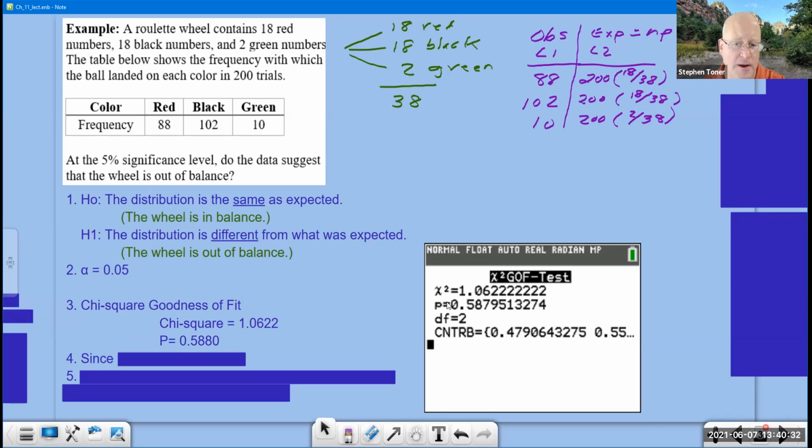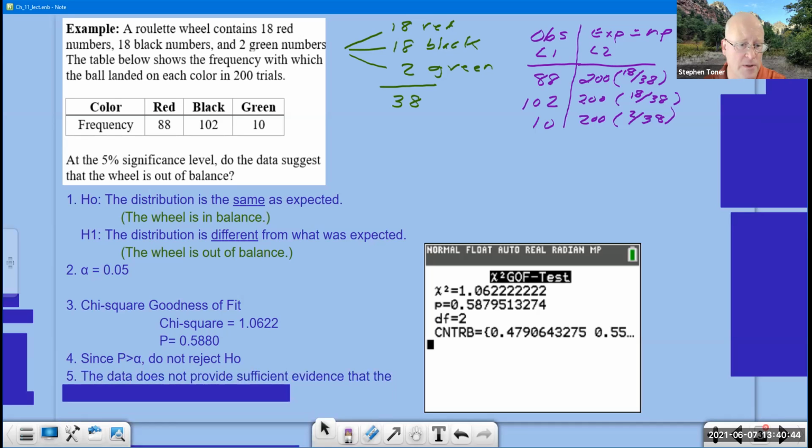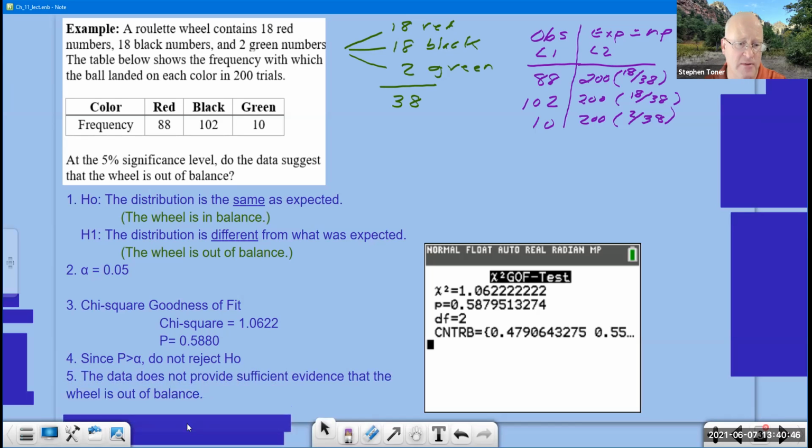Now it turns out that it really wasn't that far off because our p-value is 0.58, and that says, because that's greater than alpha, do not reject H0, and therefore the data does not provide sufficient evidence that the wheel is out of balance. Now this one's a little bit different. I usually don't test on a question like this where you have to come up with the probabilities on your own. We usually like it better when the probabilities are given to you, like they were in that first example.